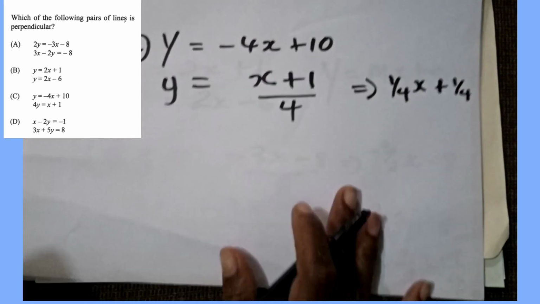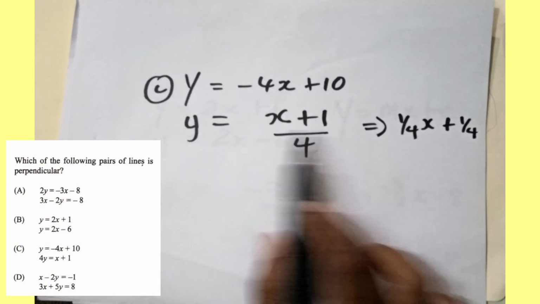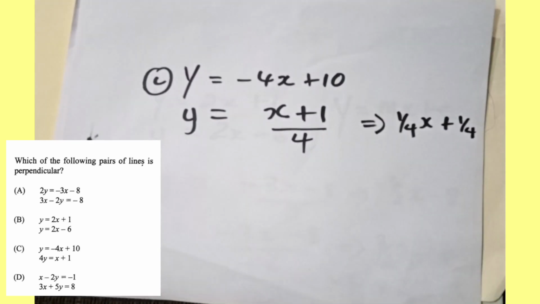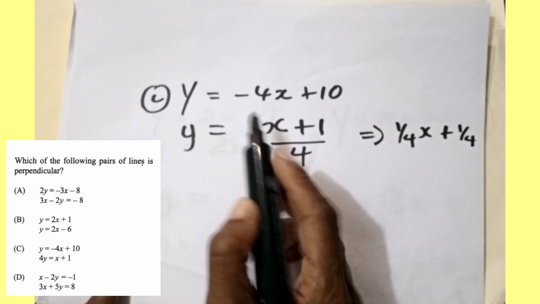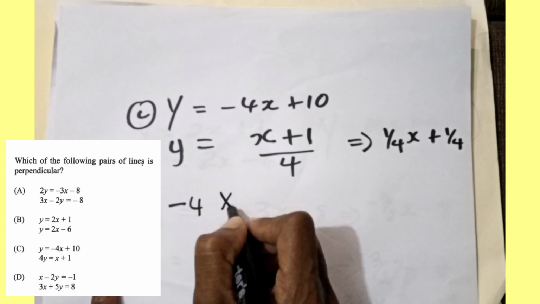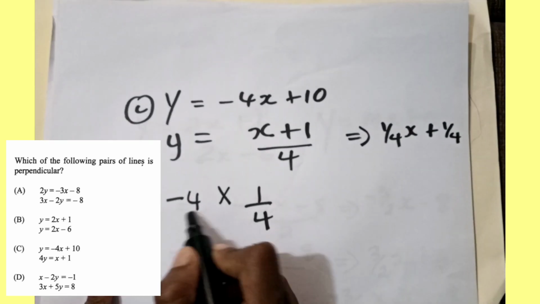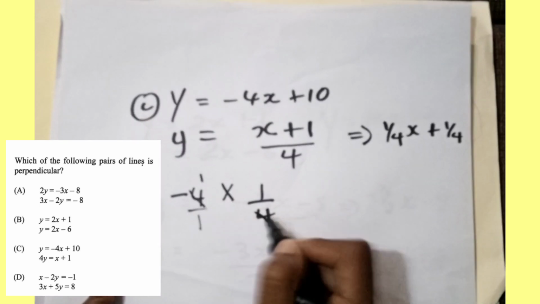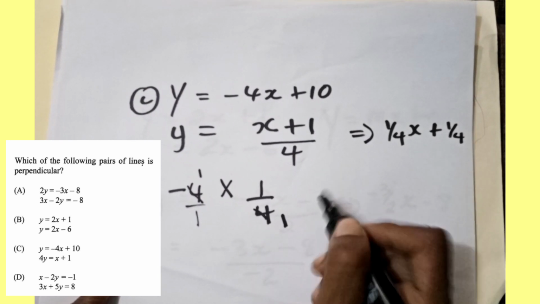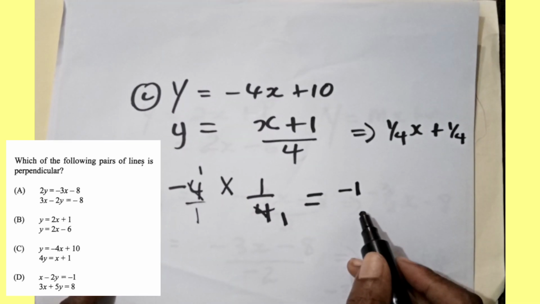See that? All right, so now it is time to multiply the gradients. So the gradients there are negative 4 and a quarter. So when you multiply negative 4 and a quarter, we get negative 1. All right? Good. So C is our answer. So we get negative 1.